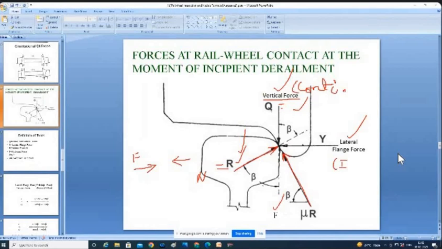Direct forces are these two only, Q and Y. These two are indirect forces, that is the normal reaction force and frictional force. Okay. So what is this beta, I will also explain now.